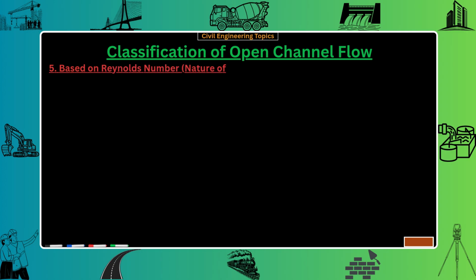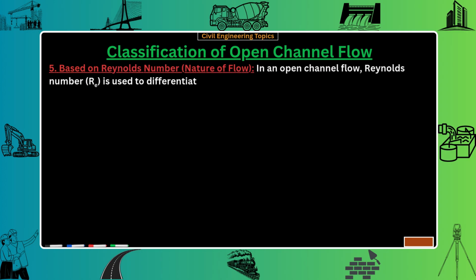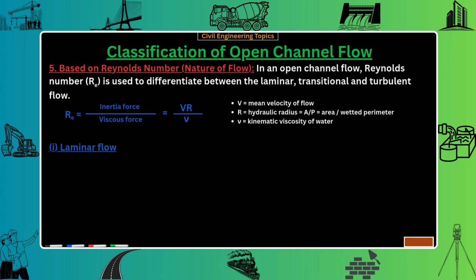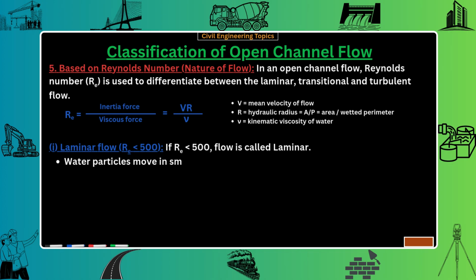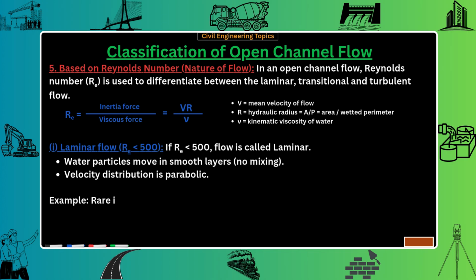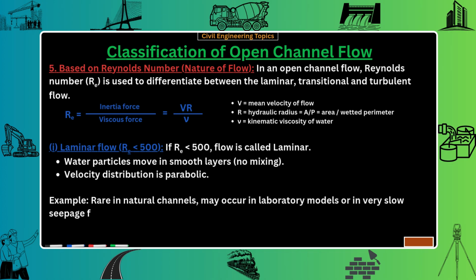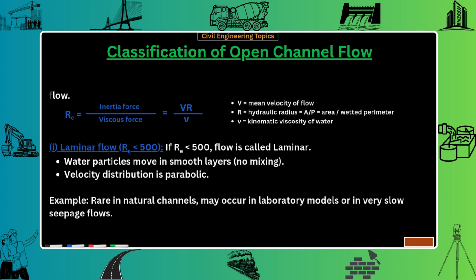And the last criteria is based on Reynolds number. In an open channel flow, Reynolds number is used to differentiate between laminar, transitional, and turbulent flow. What is Reynolds number? It is the ratio of inertia force to viscous force in a fluid flow. If Reynolds number is less than 500, then flow is called laminar. In laminar flow, water particles move in smooth layers, no mixing, and velocity distribution is parabolic. This flow is rare in natural channels, may occur in laboratory models or in very slow seepage flows.